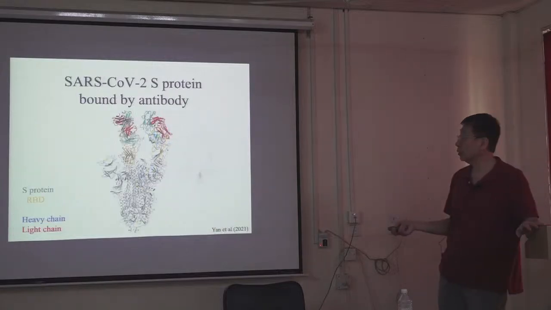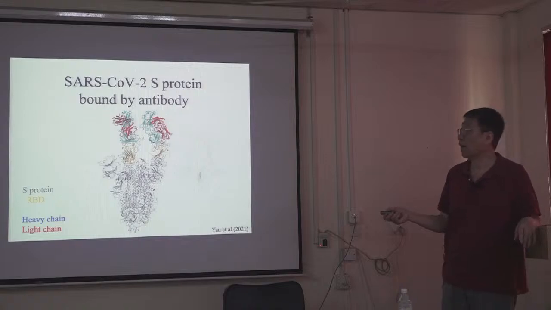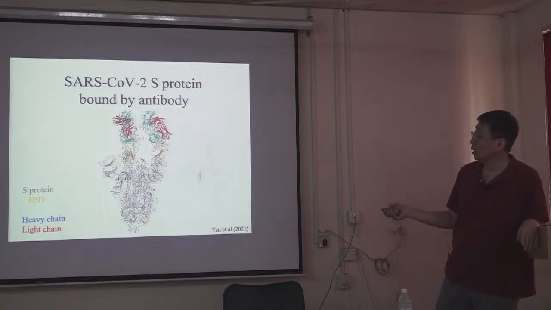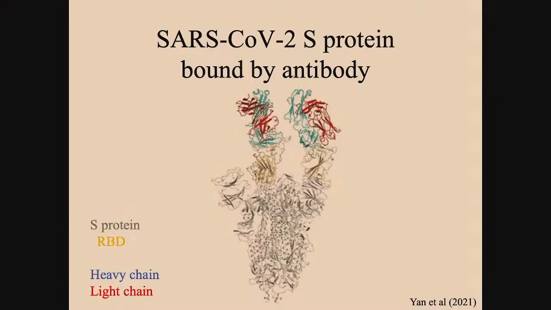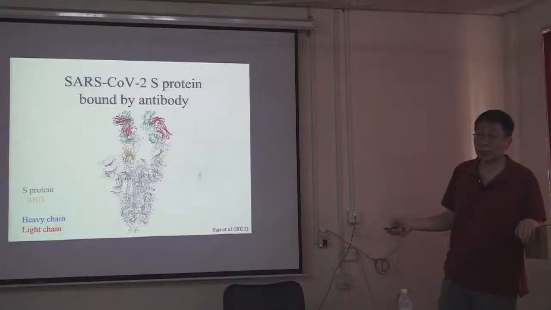For example, a little bit behind the times now, SARS-CoV, the spike protein on the surface bound to an antibody right here. The receptor binding domain is right here in this yellowish color, and the antibody CDR will be down here. So that's how the antibody works, by neutralizing the spike protein.